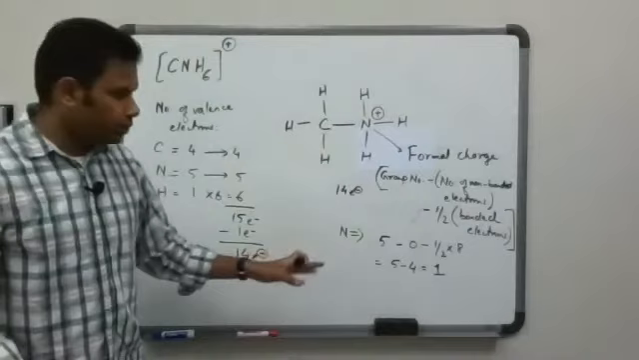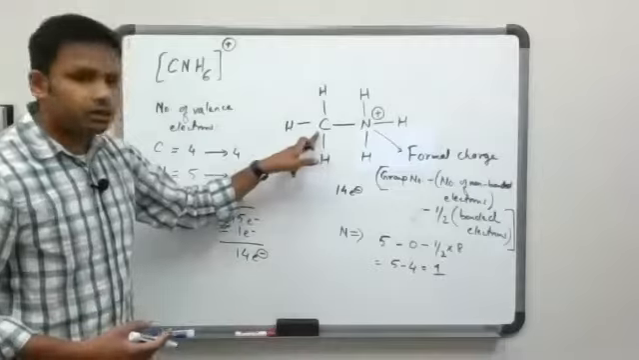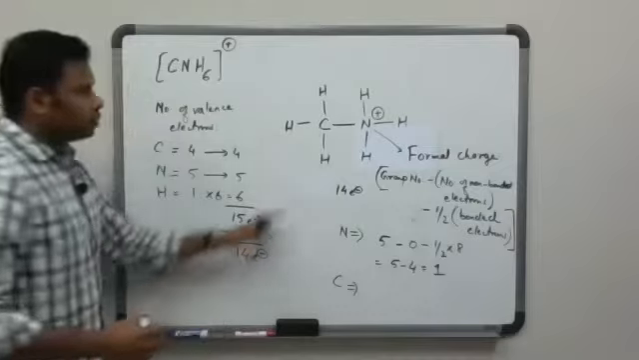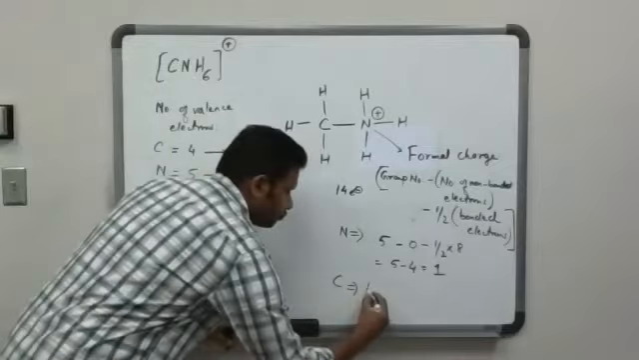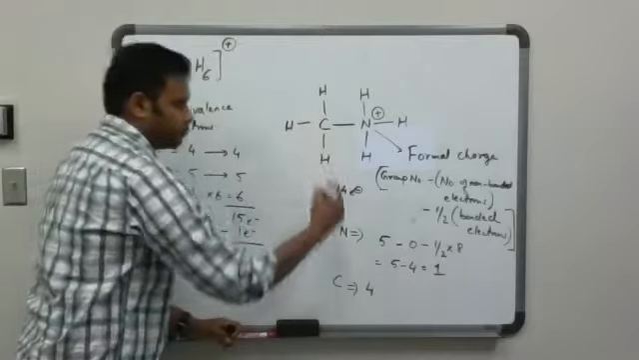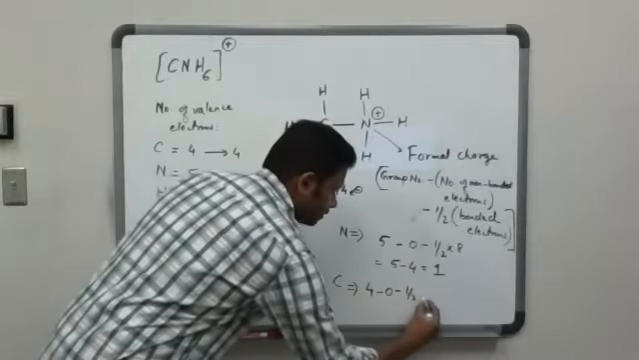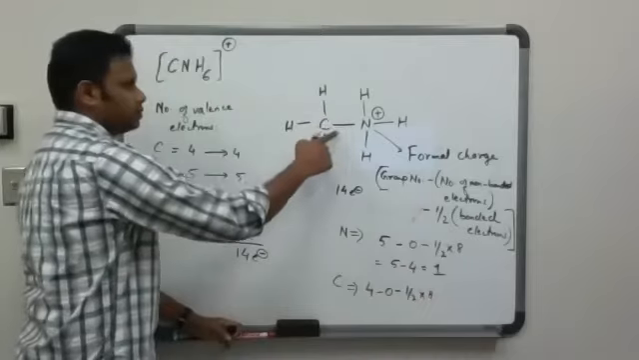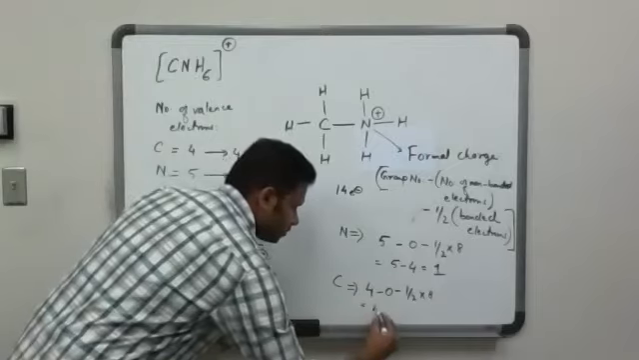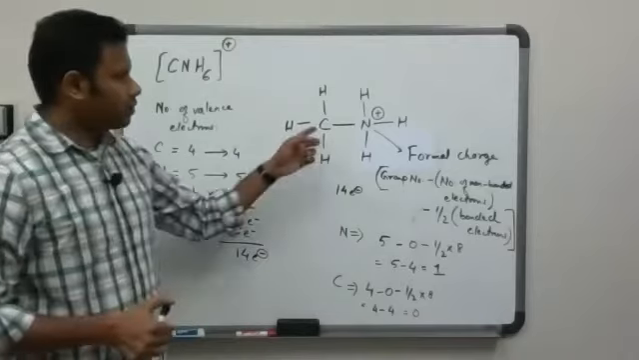Now, just to show you this, let's also calculate the formal charge for this carbon and make sure that carbon should not have a charge on it. So if we do this for the carbon, group number for carbon is 4, minus number of non-bonded electrons, that's 0, minus half of 8, because there are 2, 4, 6, 8 bonded electrons around the carbon. So this is 4 minus 4, which is 0. So the formal charge on this carbon is 0.